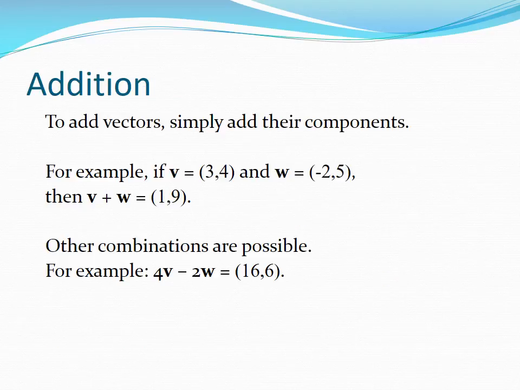Vector addition with components. To add vectors, simply add their components. For example, if v equals 3, 4, and w equals minus 2, 5, then v plus w is the sum of the individual components, 1, 9. Other combinations are possible. For example, 4v minus 2w is 16, 6.